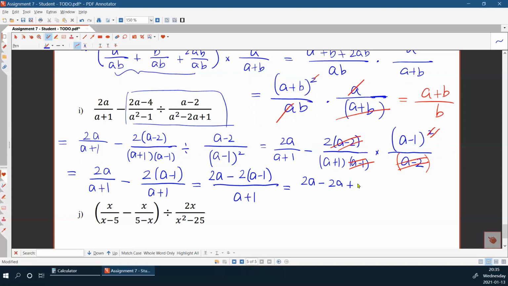Remember, pay attention to the sign here, especially when you have a minus sign in front. Be very careful with this. When you have a minus sign in front, pay attention to all the signs after the minus sign. So minus 2 times minus 1 is 2, right? So the final result is 2 over A plus 1. Pay attention to the sign here. This is very important.